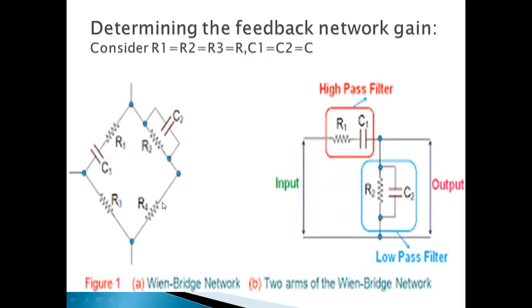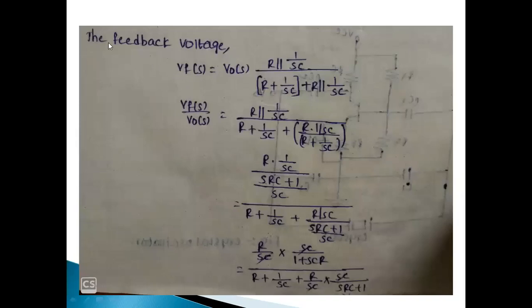So this is the bridge. Already we know the bridge is balanced. Let us consider the bridge is balanced, depending on the PQRS values, with the condition P by Q is equal to R by S, and we are analyzing the frequency of oscillation. Next, for the feedback voltage, VF of S is equal to V naught of S into R parallel 1 by SC, divided by R plus 1 by SC plus R parallel 1 by SC.